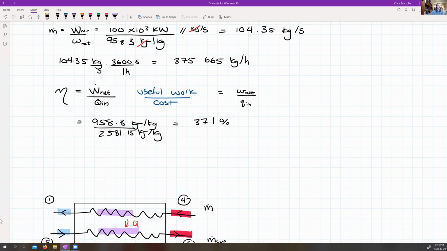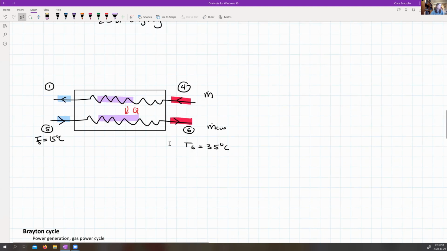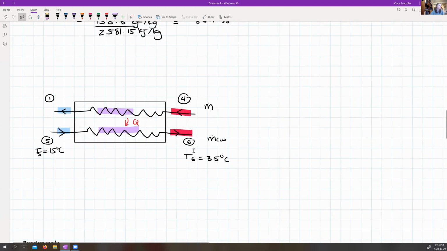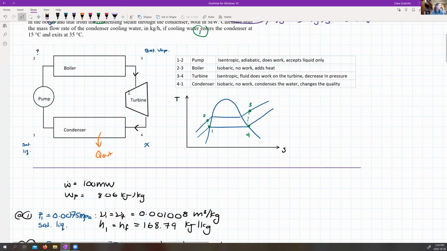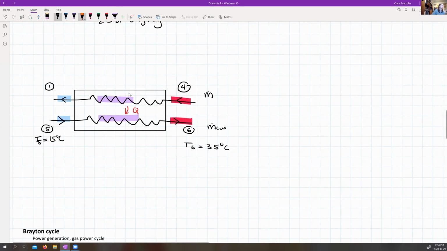So that answers everything related to this cycle. The last part of the question was, basically, I'm rejecting a lot of heat, right? This Q out is a non-negligible amount of heat. And it would be unfortunate just to send it into the atmosphere. I want to use it instead. So what I'm going to do is, this is my condenser.